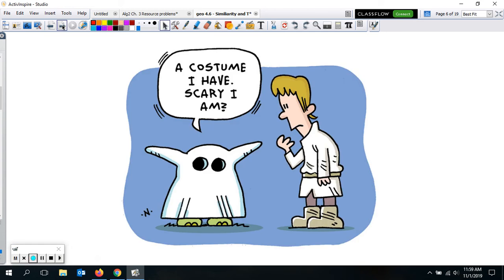So here's one. It says, "A costume I have, scary I am. I wonder who's underneath the ghost costume." Gonna have to use that voice to say that. Costume I have, scary I am. Something like that. I don't think he really needs a costume, honestly.